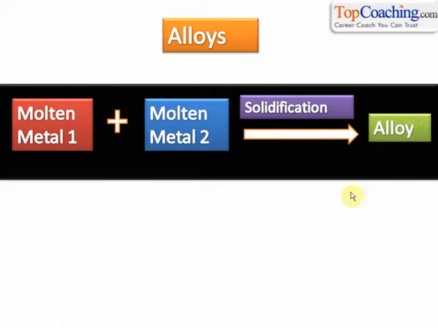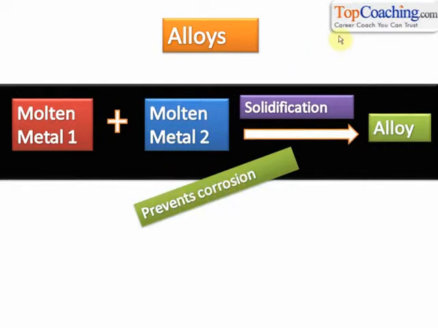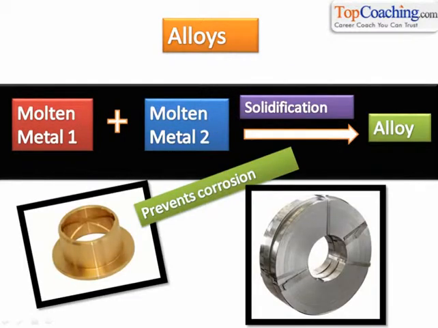We'd even learnt about alloys. We had learnt that when two molten metals combine and are solidified, they form an alloy. Alloys have different properties from metals. They are stronger, they are harder, they conduct electricity less, their melting point is lower than that of the constituent metals, and of course, they also corrode less.